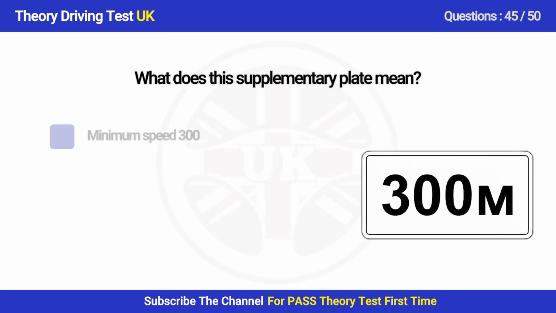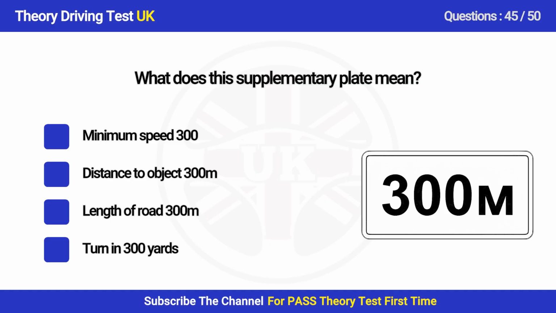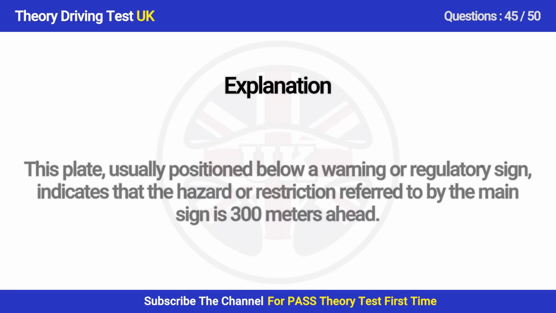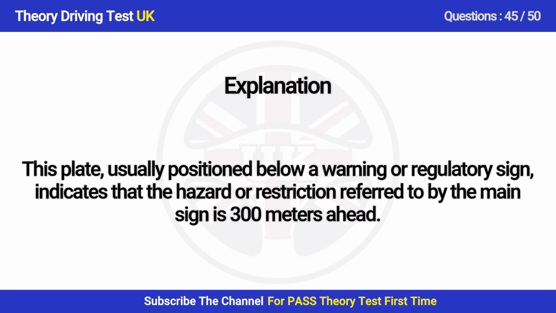Question 45. What does this supplementary plate mean? A. Minimum speed 300. B. Distance to object. C. Length of road. D. Turn in 300 yards. Answer is B. Distance to object. This plate, usually positioned below a warning or regulatory sign, indicates that the hazard or restriction referred to by the main sign is 300 meters ahead.